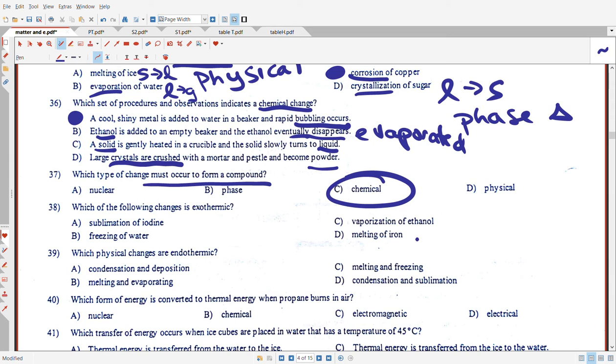Which is exothermic? Well, melt is solid to liquid. Vaporization is liquid to gas. Freeze is liquid to solid. And sublime is skip the liquid, so you're going from solid to gas.